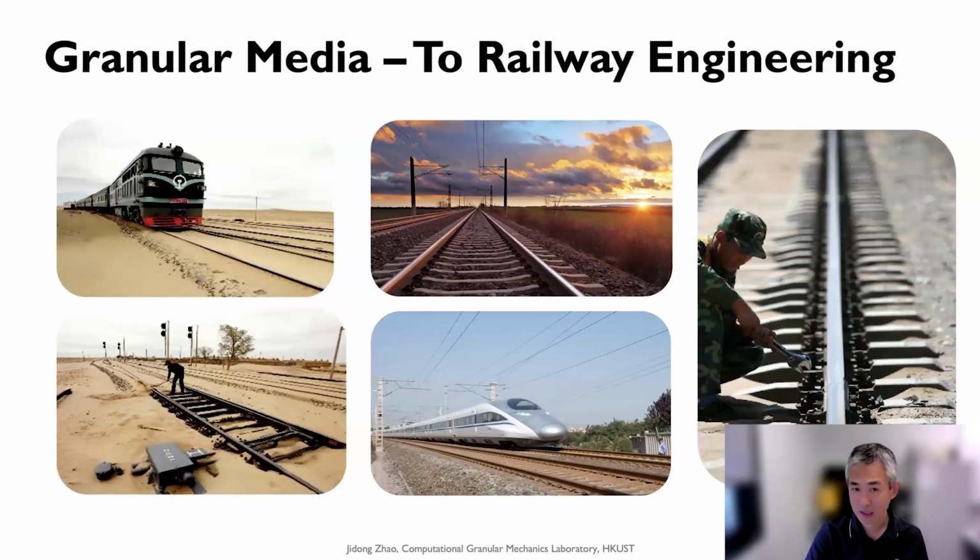And then in our daily life, we take trains. Railway engineering is closely related to granular matter. When we design a railway track, we have to consider how the surrounding soils support this track and give sufficient and sustained bearing capacity that can hold the repeated train load on this railway track.